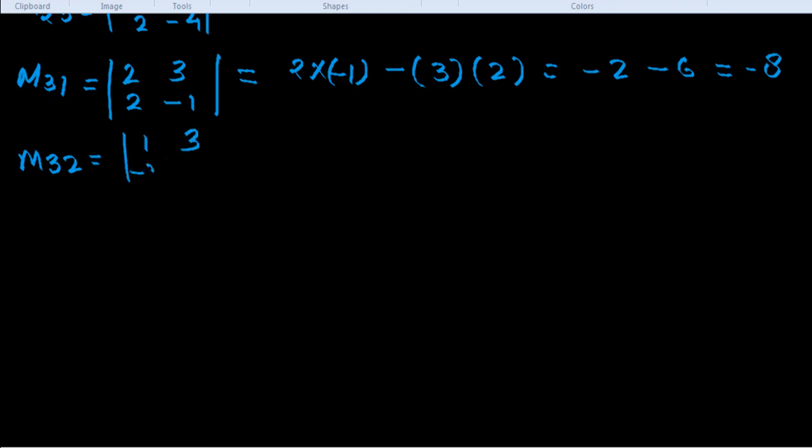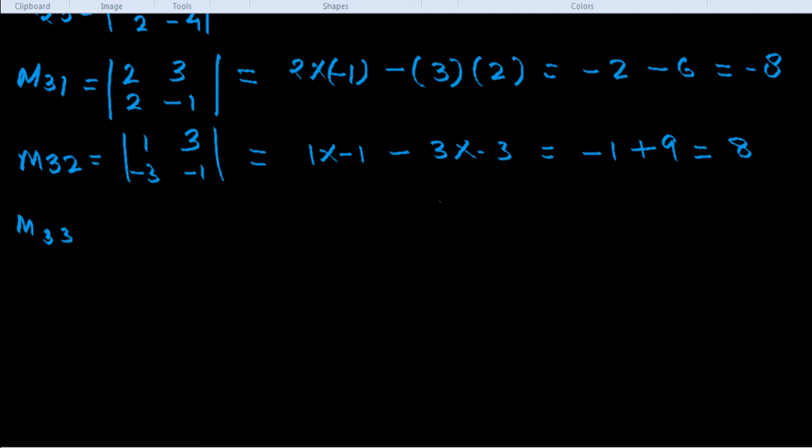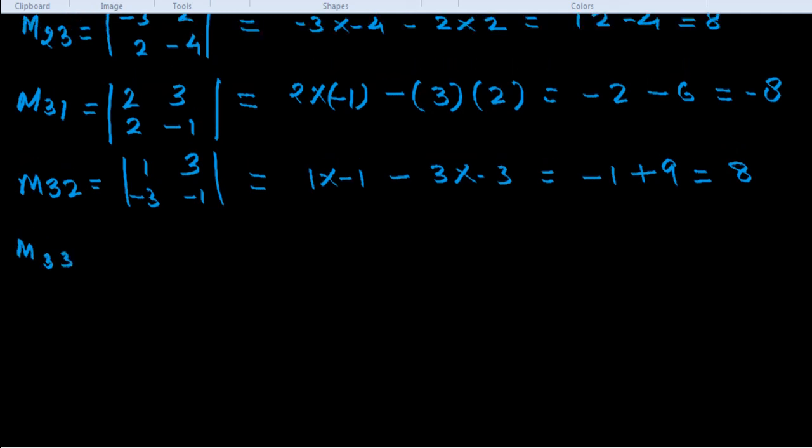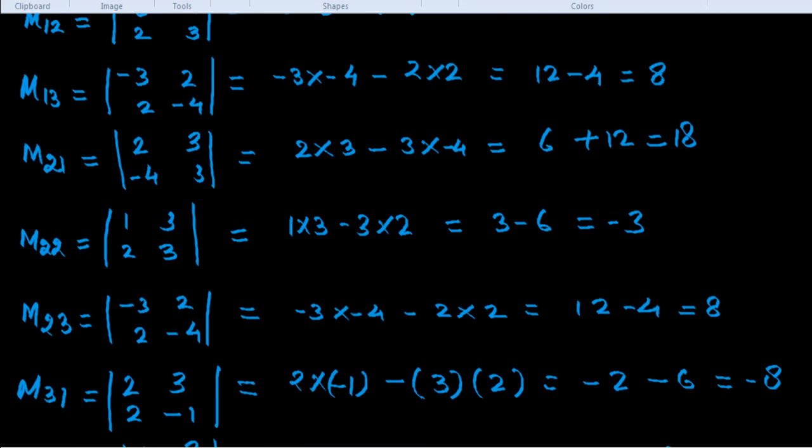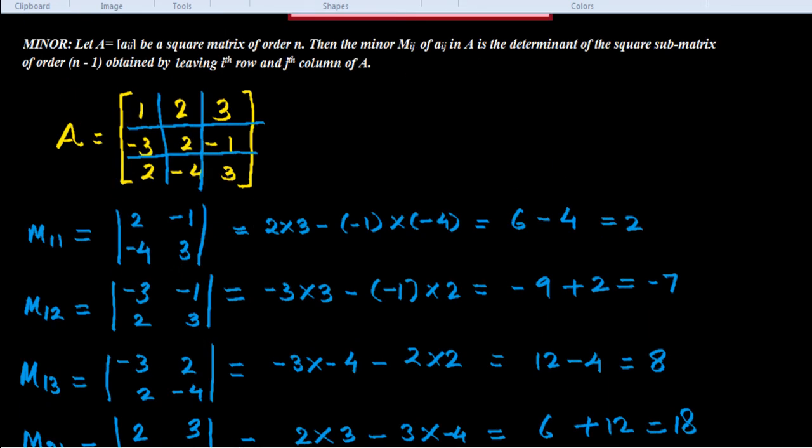1, 3 minus 3 minus 1. So we get here 1 into minus 1 minus 3 into minus 3. So we get here minus 1 plus 9, which is again 8. Now we have the last element, minor of last element, M33. The last element a33 is 3.